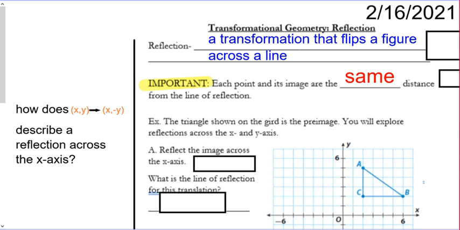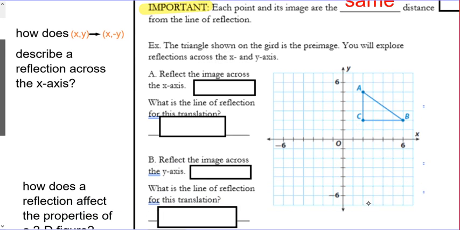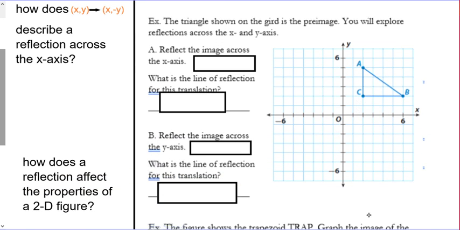So let's go ahead and look at our example. So the triangle shown on the grid is a pre-image. You will explore reflection across the x-axis and the y-axis is what we are doing, okay? So when I come over here, it says reflect the image across the x-axis. So I'm going to go ahead and highlight the x-axis so we know that this is what we are going to go across. Okay, so this is what we are crossing. So that means that this shape is going to flip across that line.